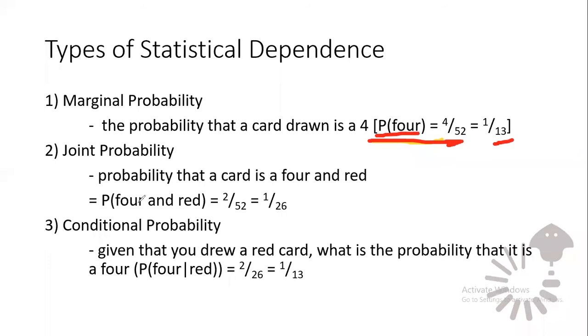If what is asked is the probability of one event and another event, joint probability. 2/52 or 1/26. This is the chance of getting 4 and red. Is 4 and red mutually exclusive or non-mutually exclusive?